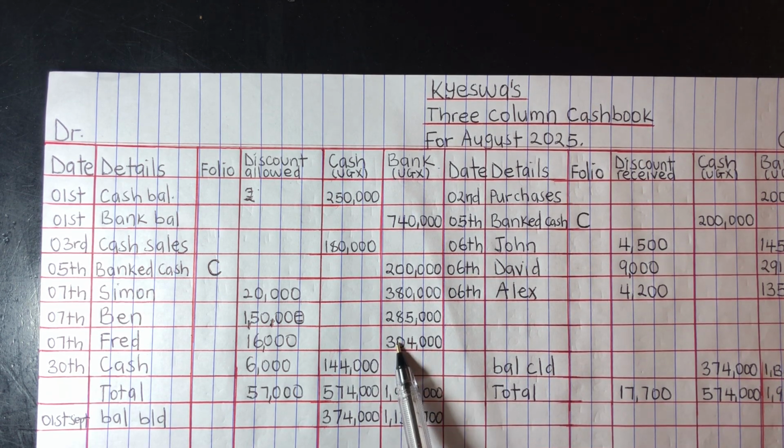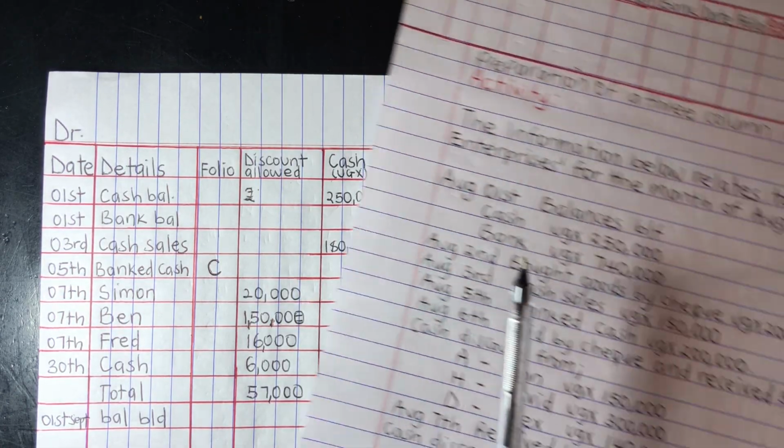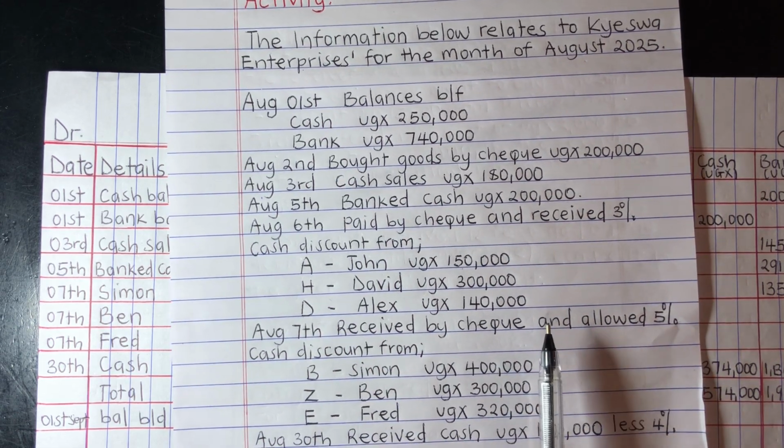So we reduce that 16,000 from that 320,000. So we have the balance of 304,000. So he didn't pay 320,000 because he was given a discount of 5%, and 5% is 16,000. So he paid 304,000 to Joshua Enterprises. So Joshua Enterprises received 304,000, not 320,000, because it was given a discount. That is how we record them. Okay, now we are done recording and applying these percentages. So that is how we do it.